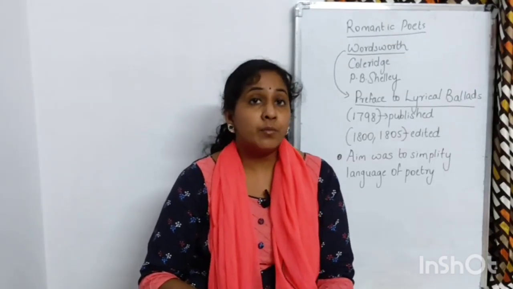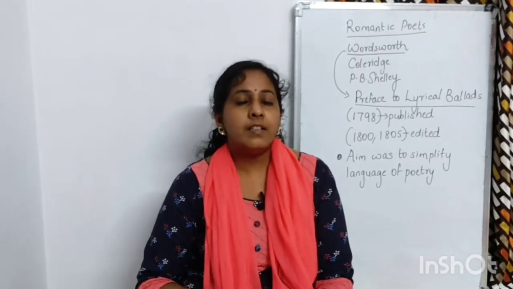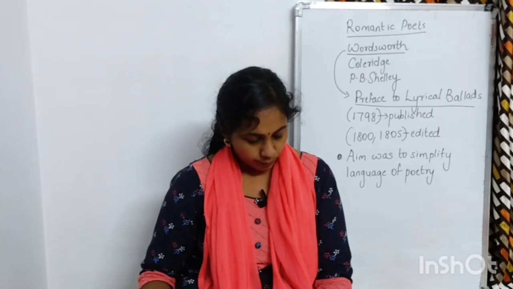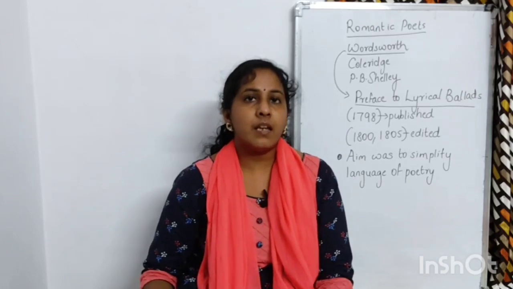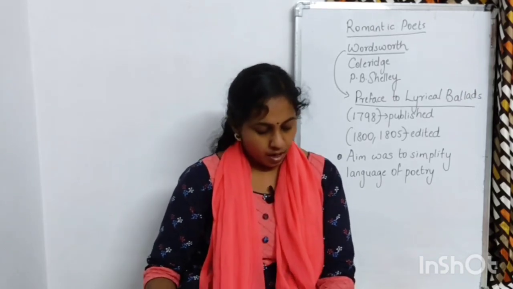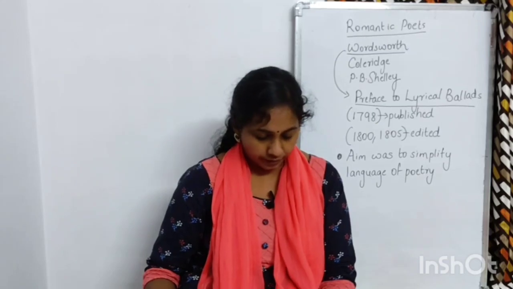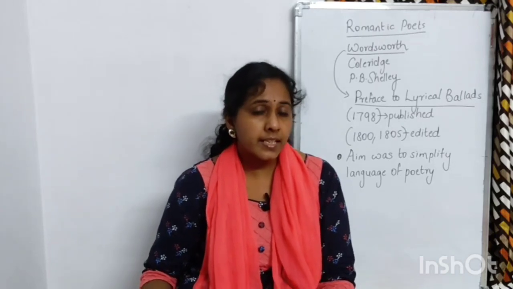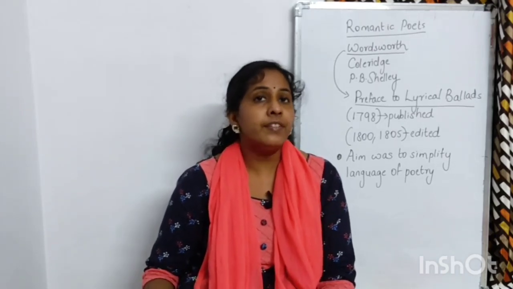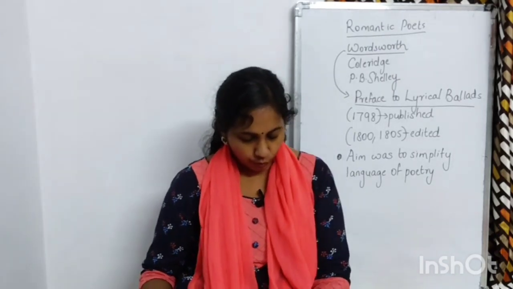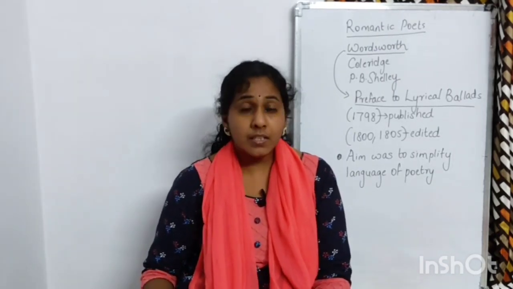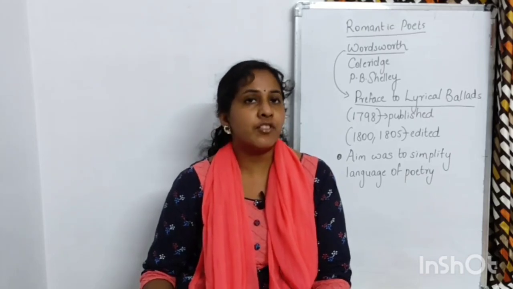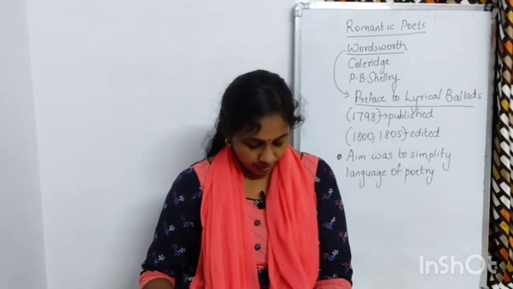After Johnson came the works of the Romantic poets Wordsworth, Coleridge and Shelley: William Wordsworth, Samuel Taylor Coleridge and Percy Bysshe Shelley. Wordsworth's chief work on theory is Preface to Lyrical Ballads, published in 1798, edited in 1800, and then in 1805.